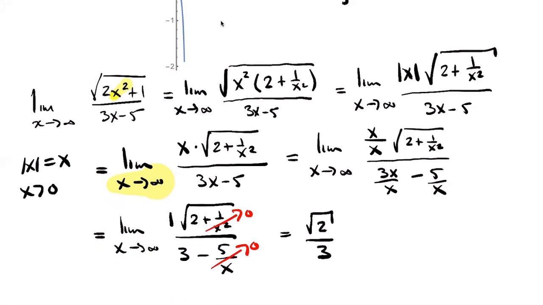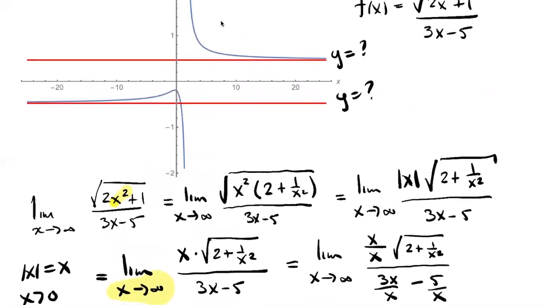All right. So we just learned that y value. I'm going to scroll back up so I can label it. That is the horizontal asymptote as x goes to positive infinity. That y value is the square root of 2 over 3. You can get out a calculator and get a decimal value for that. Right? So its exact value is the square root of 2 over 3.